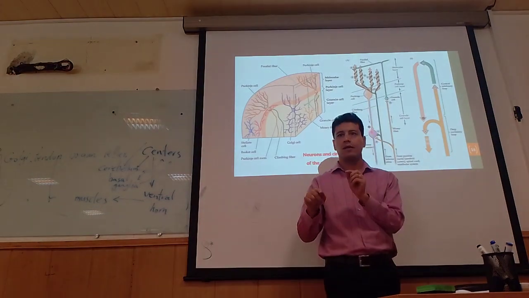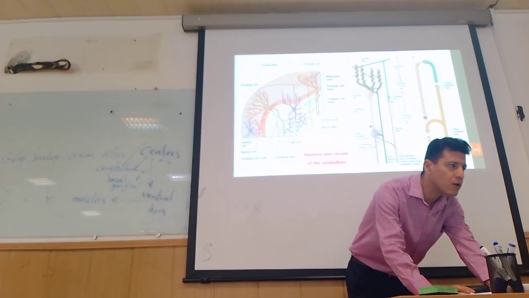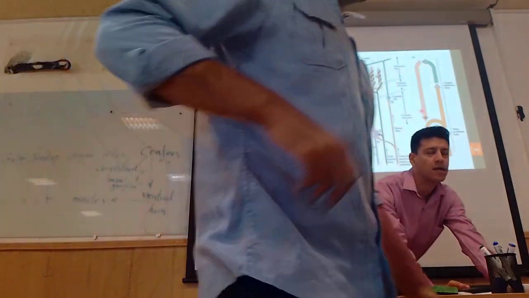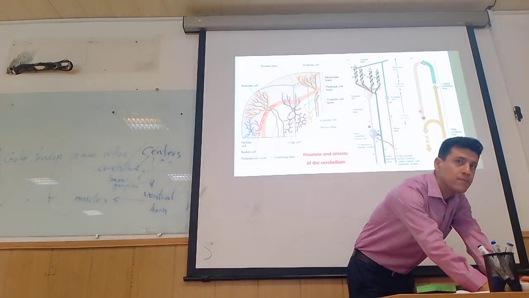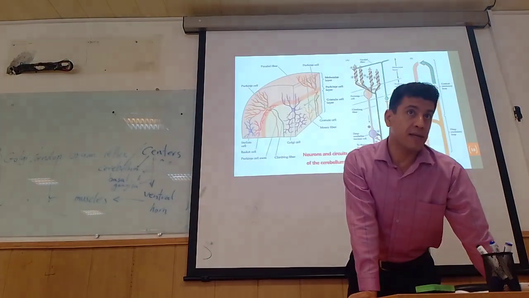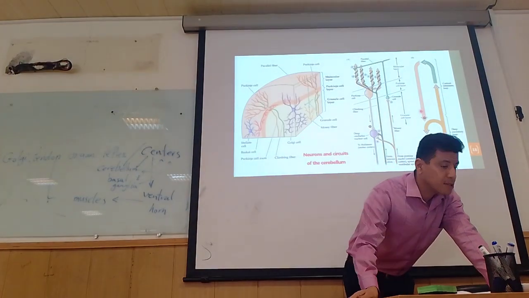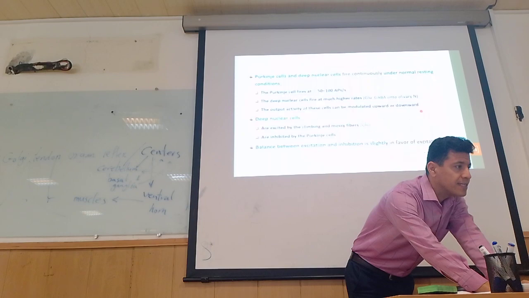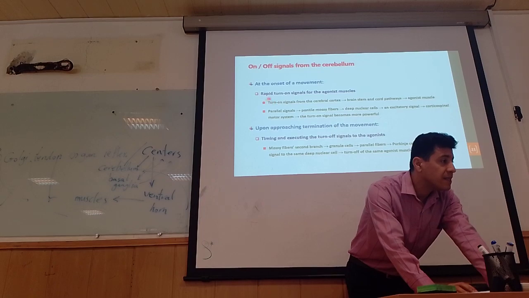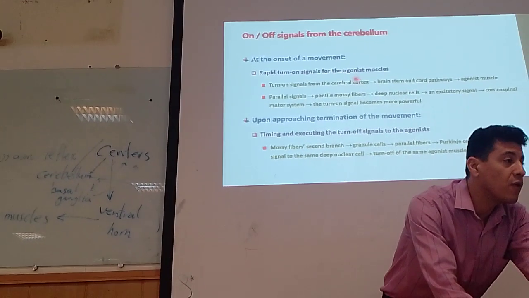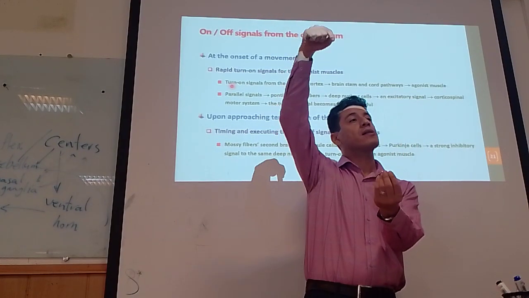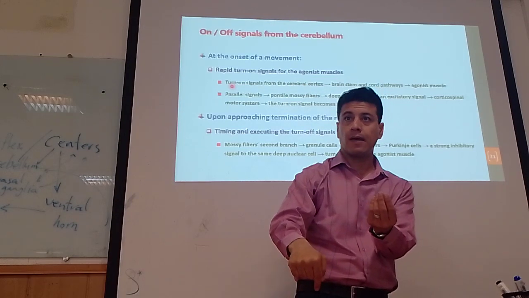How? By this circuit. You have a short loop and a long loop, right? Short loop activates the agonist, long loop inhibits the agonist. Got it? So Purkinje cell is always inhibitory to the deep cerebellar neurons. Purkinje cell? Yes, it's always inhibitory. So now let's see the writing here, I told you. At the onset of a movement, rapid turn-on signals happen for the agonist muscle by the cerebellum. See? I told you. First, the cortex sends information toward the muscle, right?